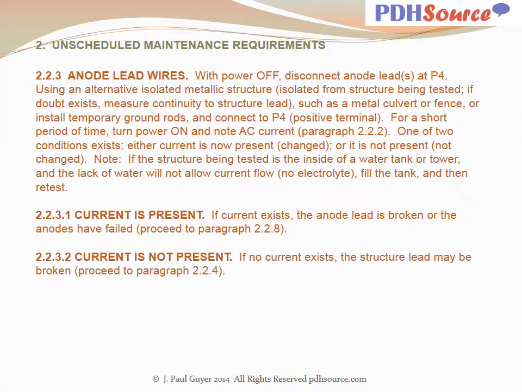Note: if the structure being tested is the inside of a water tank or tower and the lack of water will not allow flow, that is, there is no electrolyte, fill the tank and then retest. If current is present, if current exists, the anode lead is broken or the anodes have failed. Proceed to paragraph 228. If current is not present, if no current exists, the structure lead may be broken, in which case proceed to paragraph 224.